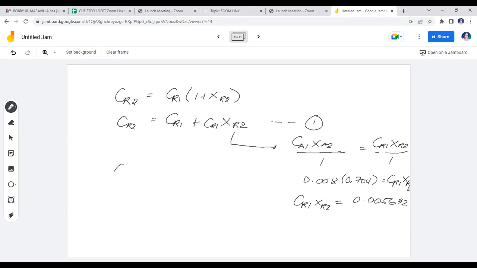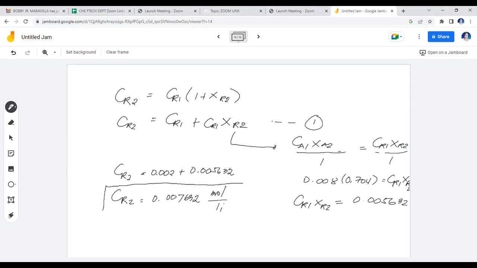So I'll just place here CR2, which would be 0.002 plus 0.005632. So CR2 would then be 0.007632 mole per liter. This is the concentration of R that leaves your PFR.